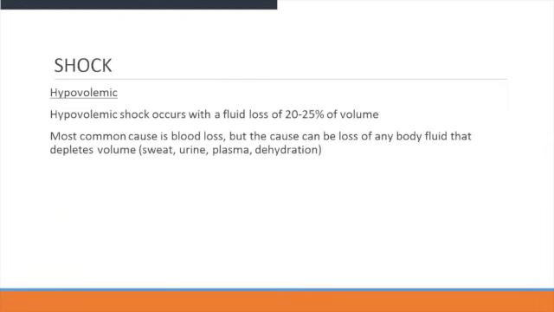Hypovolemic shock. So hypovolemic shock occurs with a fluid loss of 20 to 25% of volume. Most common cause is going to be blood loss, but it also can be loss of any fluid that depletes volume: sweat, urine, plasma, and dehydration. So hypovolemic shock isn't just for blood loss. It also includes dehydration. You're not drinking enough fluids.